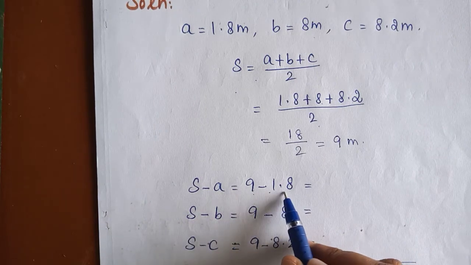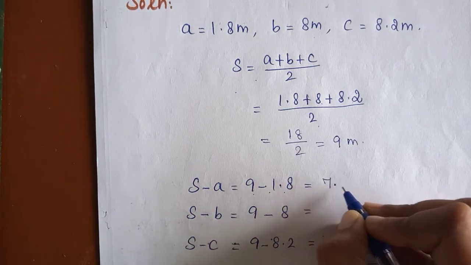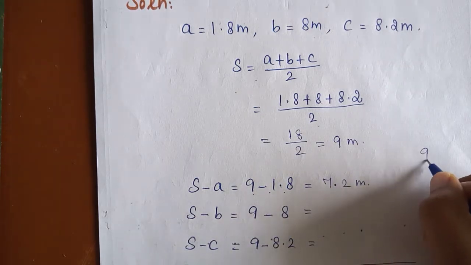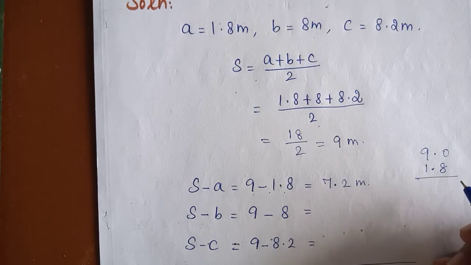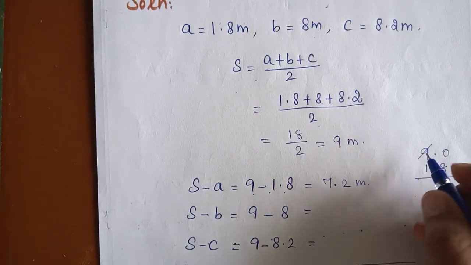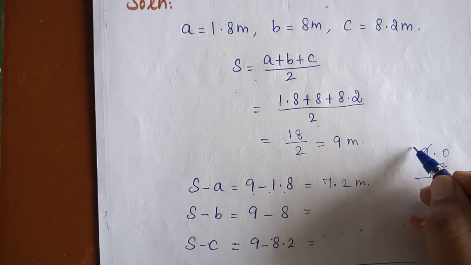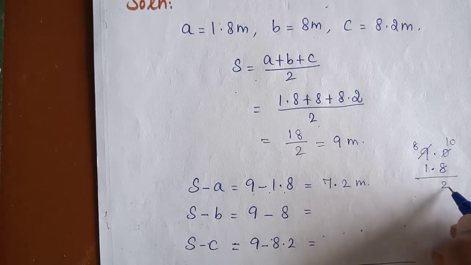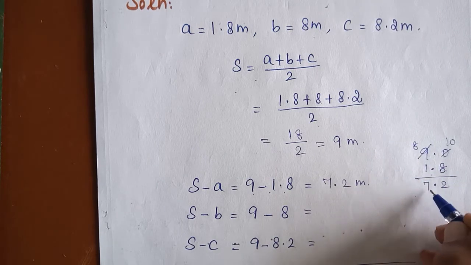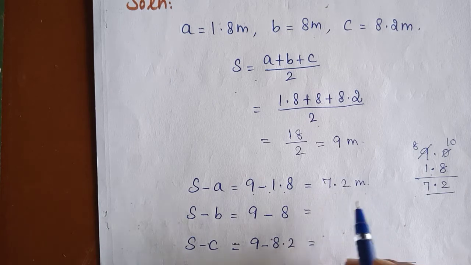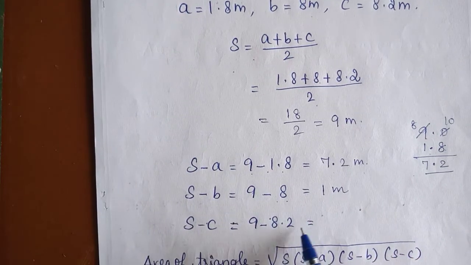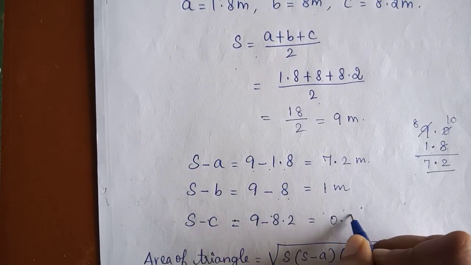So the value is 7.2 meter. I think you know how to subtract decimals. Here you have 9 and 1.8, so you have to put the decimal and add the 0. The next step is to subtract. Same procedure: cancelling, you get 8. Borrowing means here you get 10. So 10 minus 8 is 2, and 8 minus 1 is 7. So you get 7.2 meter. So 9 minus 8 is 1 meter and 9 minus 8.2 is 0.8 meter.